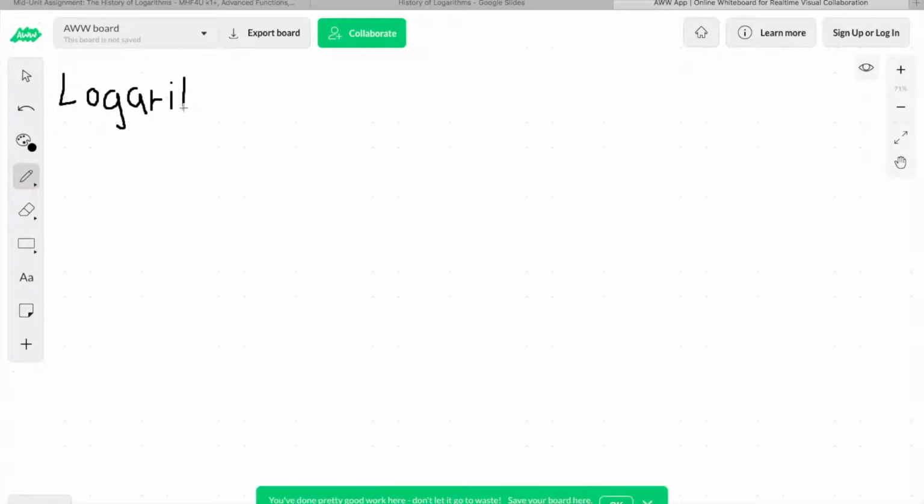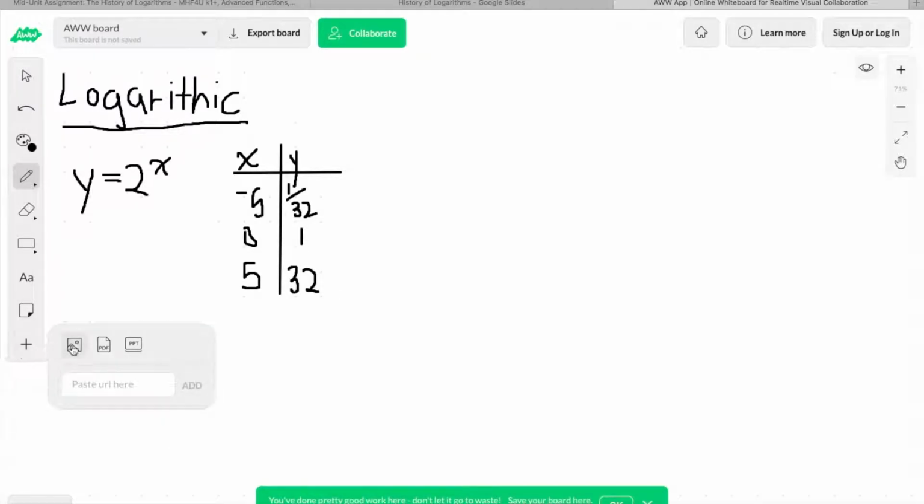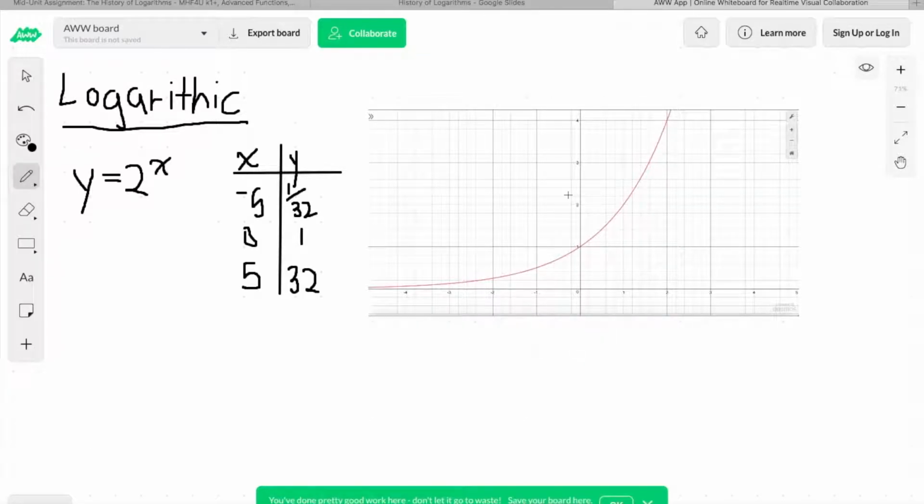In this short video, we're going to be learning about the logarithmic function. To start off, we're first going to graph the exponential function y equals 2 to the power of x. So first, I'm going to start off with a table of values. Now I'm going to plot these points on a graph, and I already did this ahead of time on Desmos.